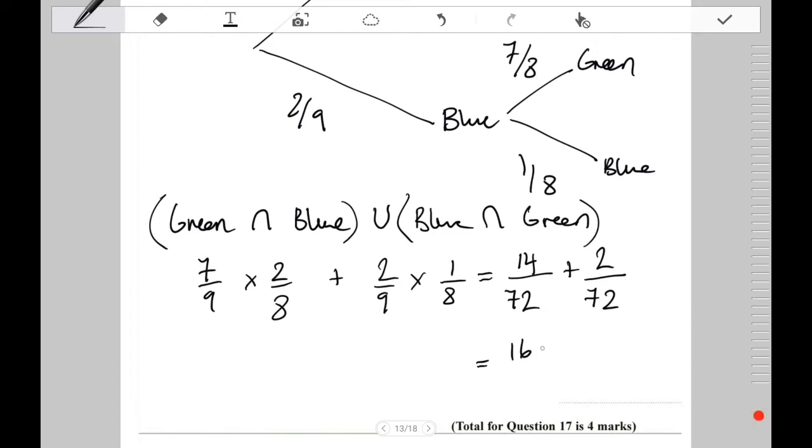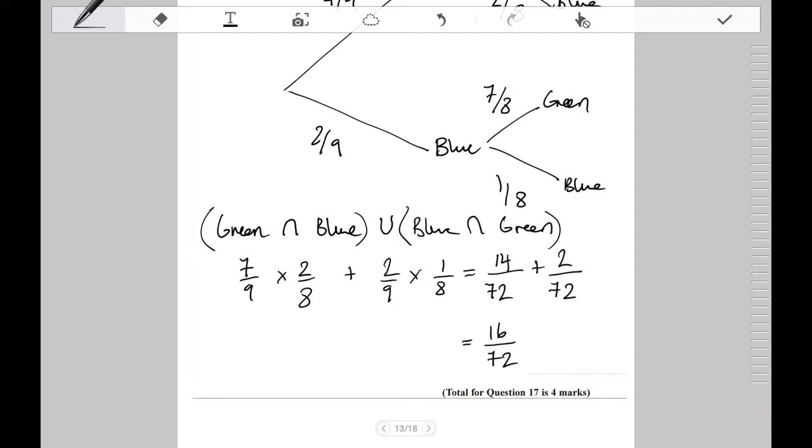No, wait, 1 second. I've used the wrong fraction here. It's 2 over 9, and that's 7 over 8. So that is, again, 14 over 72. So that'll be 28 over 72.